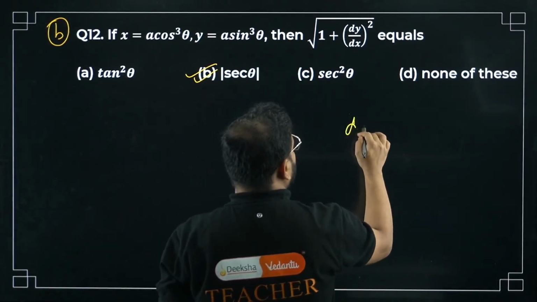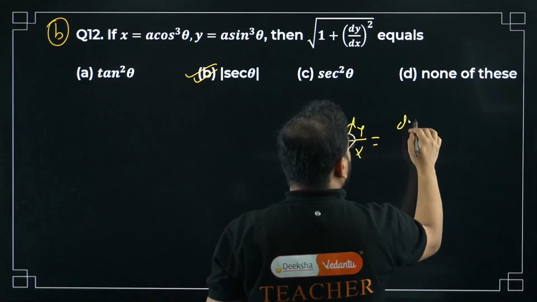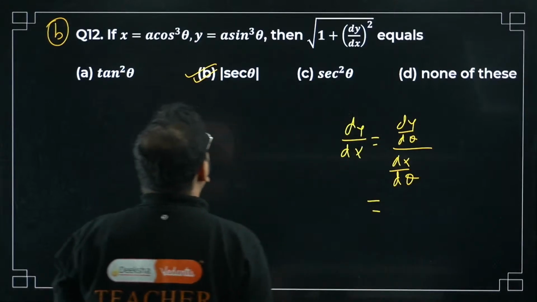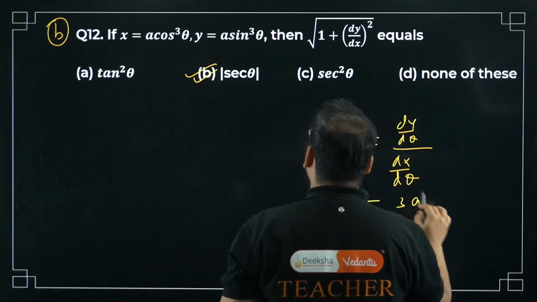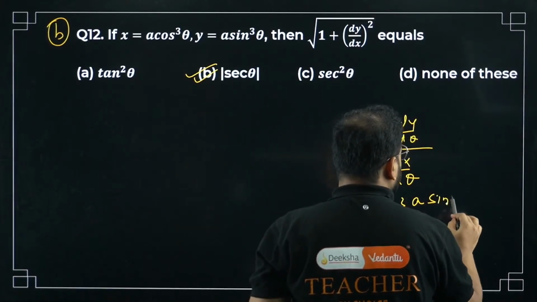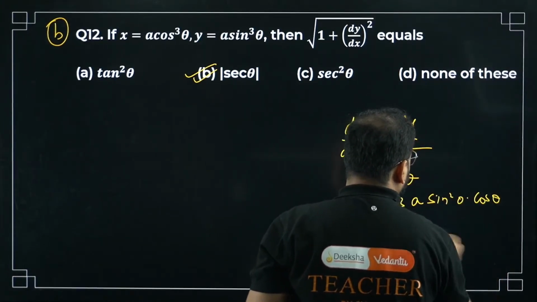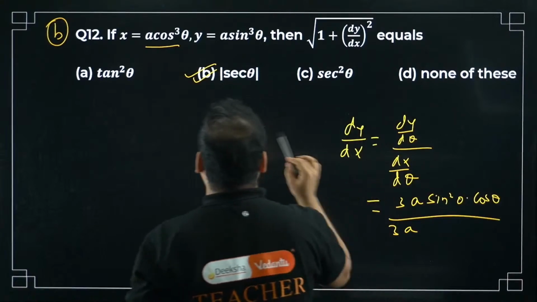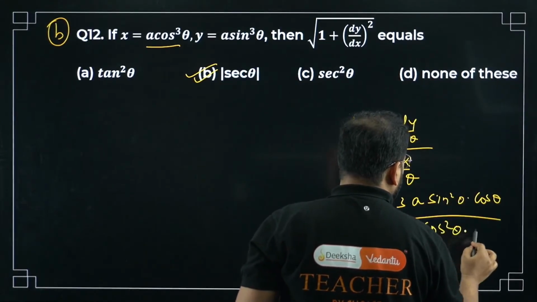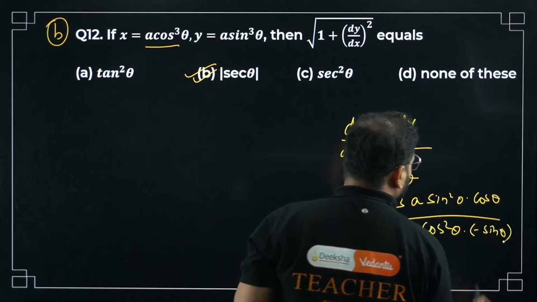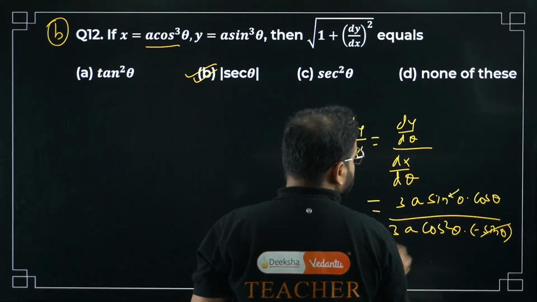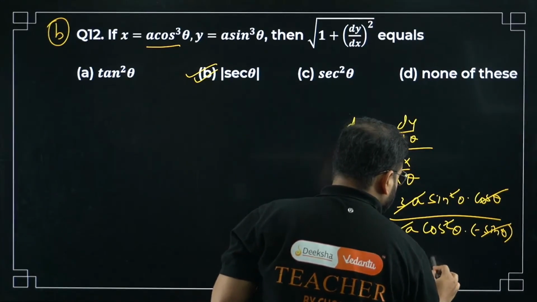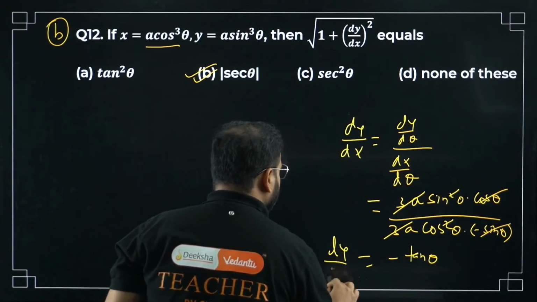Right? dy by dx will turn out to be dy by d theta divided by dx by d theta. So this will become 3a sin square theta times cos theta. Over here, for x we'll have a with 3, so 3a cos square theta times minus sin theta. One of the sin is cancelled with this, one of the cos is cancelled with this. 3a and 3a cancelled. I'm getting minus tan theta for dy by dx.